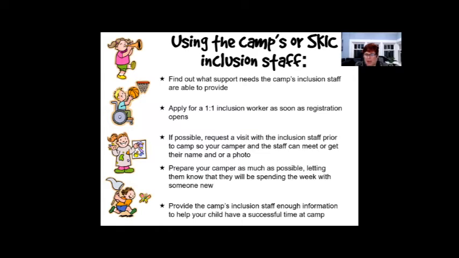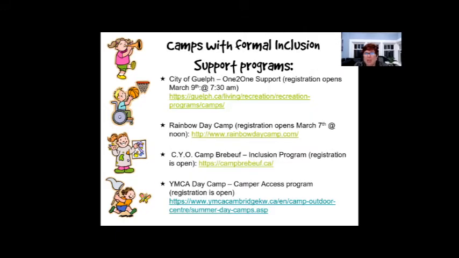If possible, prior to summer, you're going to meet with inclusion staff so that the staff can meet your child, or you can get a photo or a name to help prepare your child. It's really important to prepare your child as much as possible, letting them know that they'll be spending a week with someone new, as well as giving the camp as much information as possible about your child. That helps for success.